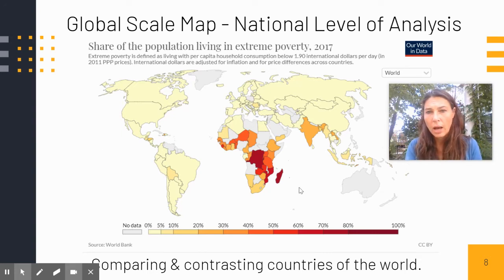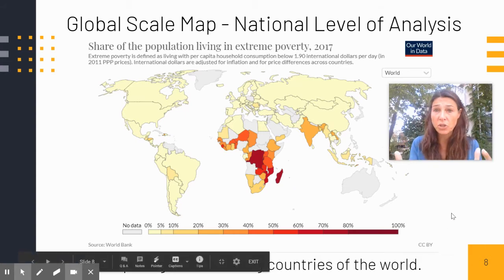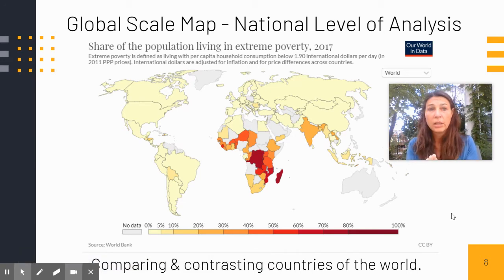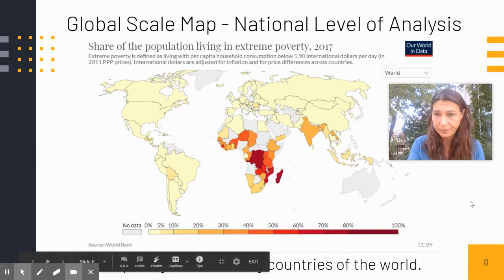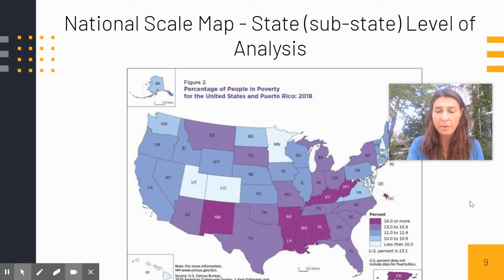Bonus points if you guys remember what kind of map this is, right? It's a thematic map. So you're comparing countries. So again, the scale of analysis is at the national or country or state level. All those three are the same, and the scale of the map is global. All right, so watch what happens. So when we look at this map, I'm going to put them side by side. So another example, the scale of this map is national, but the scale of analysis is state, or they call it sub-state.